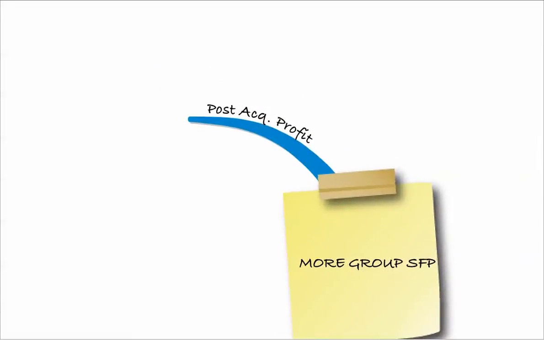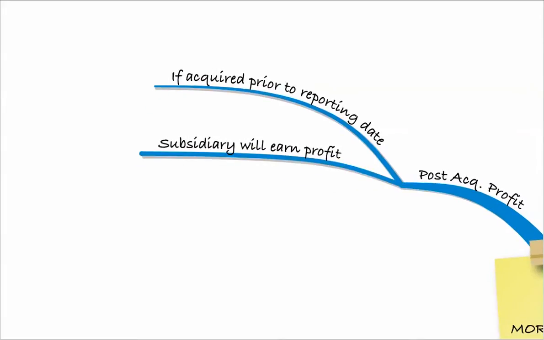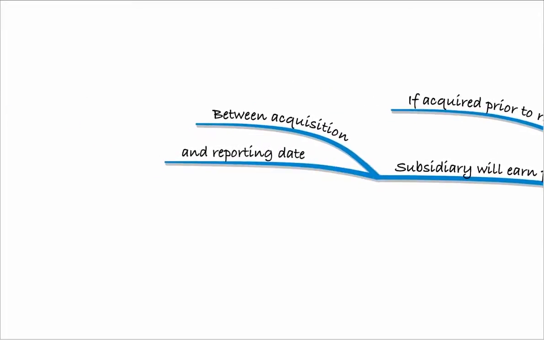Well, the first thing we talked about was post-acquisition profit, and that was where we acquired a subsidiary prior to the reporting date because, of course, the subsidiary will earn profit between the acquisition date and the reporting date. So they should earn profit. They may calculate a loss, but that's fine. We treat it in the same way.